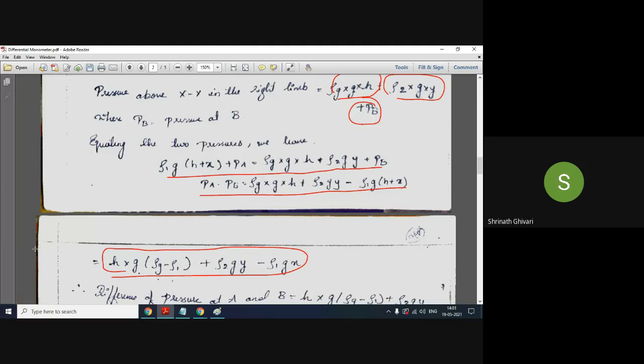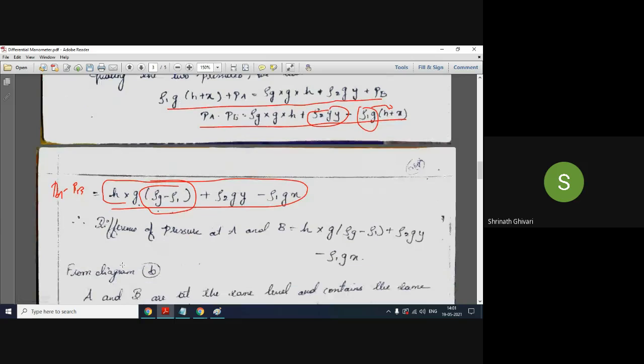So the difference of pressure, PA minus PB, is equal to h into g, rho g minus rho 1, plus rho 2 gy minus rho 1 gx. What they have done is rho 2 gy stays as it is, and they multiplied rho 1 g inside, so it will be rho 1 gh plus rho 1 g minus rho 1 g x. So rho 1 g and rho 2 g he has taken common and made like this. Understood? This is the pressure difference at different levels.